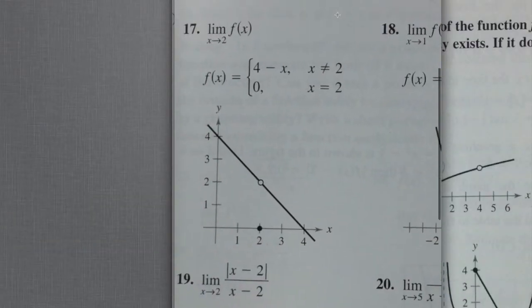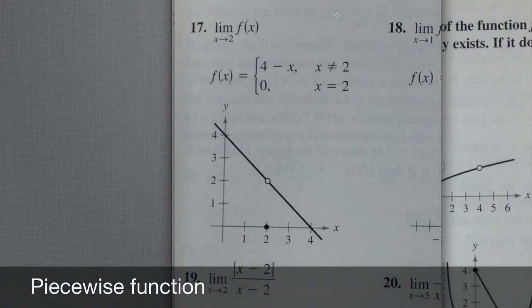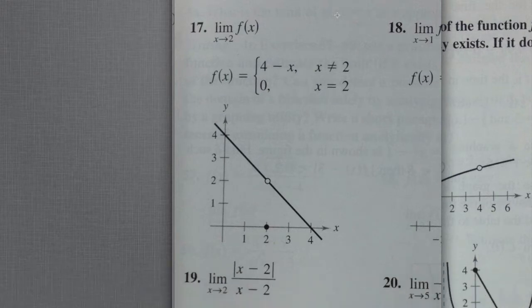All right. On 17. Now on 17, what type of function is this? What's that called? Piecewise defined function. Very good. So that's a piecewise function. So on this one, we're interested in the limit as x approaches 2. So as we approach 2, do I have a limit? And if so, what is it? 2. It is 2. Now, is 2 there? No, it's somewhere else.